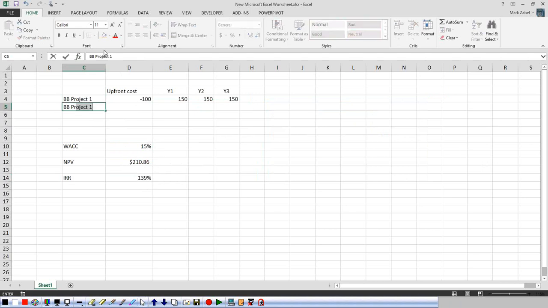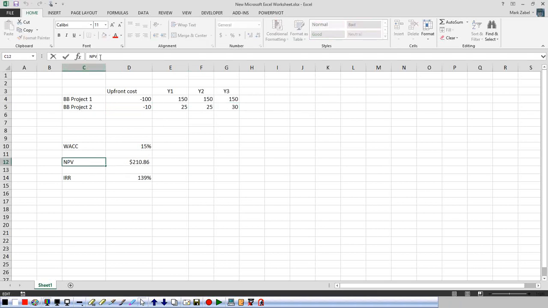And I'll do BB Project 2 here. So here's a second black belt project. Now, this is a smaller project. We're only going to invest $10,000. So let's do that. And it's going to be worth $25,000 over the next 3 years. Let's even make it better on the third year. Gives a larger return. What would the IRR and the NPV of that be?